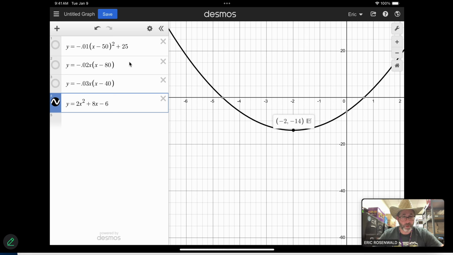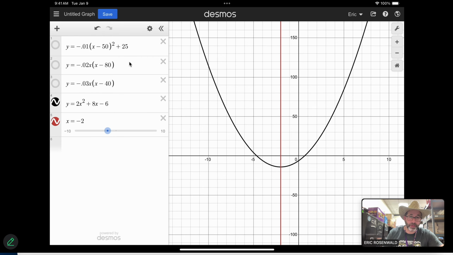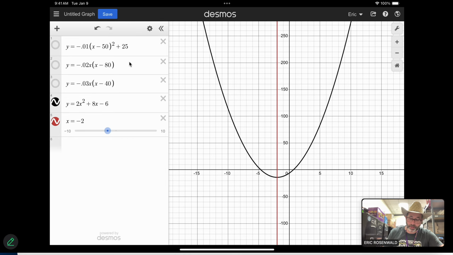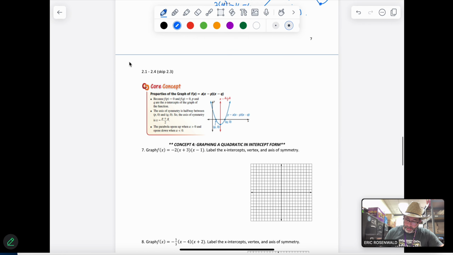-14. All right? And by doing that, we know automatically then the axis of symmetry would be x equals that value of -2. And you can see that that line goes directly through the middle of my curve. Okay? All right, let's carry on here.